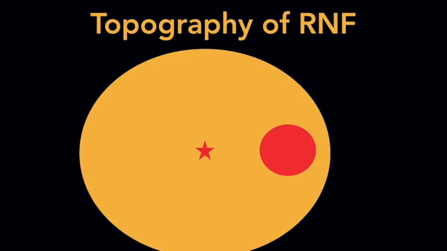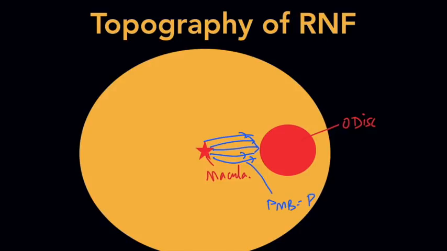Okay, now let us understand the topography of the retinal nerve fiber layer. Very, very important. This is going to be the optic disc and this is going to be the macula. The retinal nerve fibers arising from the macula going to the optic disc have a very straight course. And this part is called PMB, also called the papillomacular bundle.